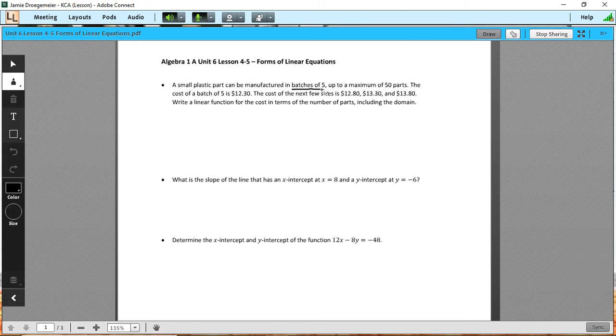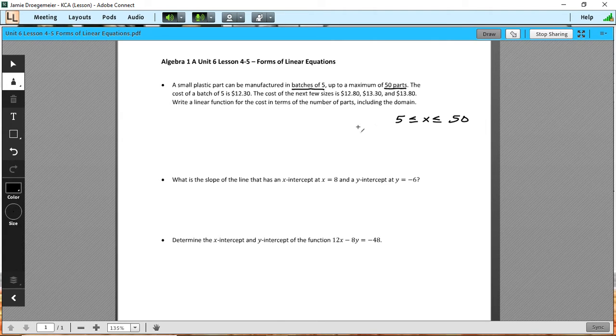These are made in batches of 5, and the maximum that we can make is 50. So in thinking of our domain, the smallest x value that I can have is going to be 5. The largest is going to be 50. So that's really telling me what that domain is. So we would say that x needs to be greater than or equal to 5. It has to be less than or equal to 50. So that's going to be our domain.